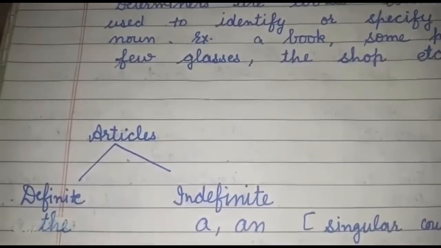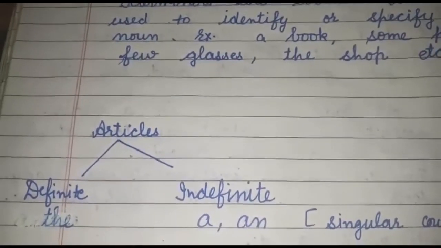We call them indefinite because we use them with indefinite articles and definite articles. We call them indefinite articles because we can use them with any singular countable noun. And the definite article, the, we use with particular things.